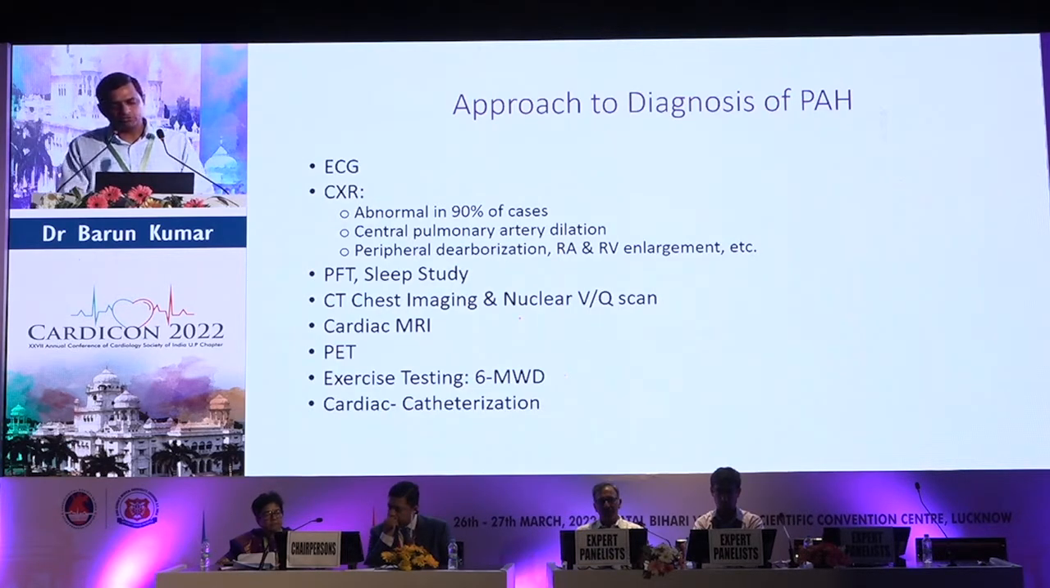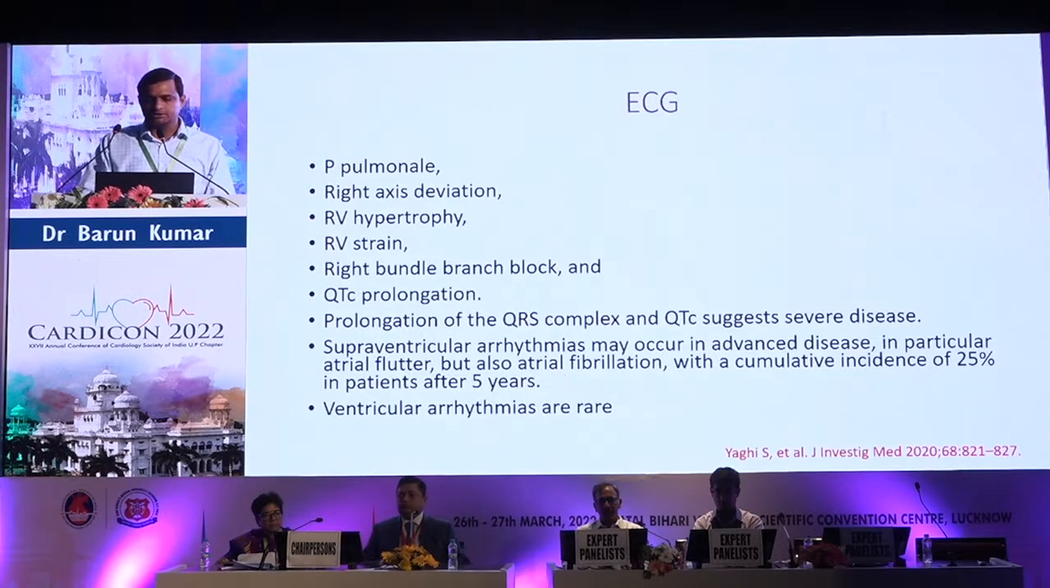Other tests we use are pulmonary function test, sleep study, CT scan, cardiac MRI, PET, exercise testing, 6-minute walk distance test, and cardiac catheterization. On ECG, all the features of RVH with strain pattern, P pulmonale. One feature is QTc prolongation and QRS prolongation. If present in a case of pulmonary hypertension, it suggests severe disease.